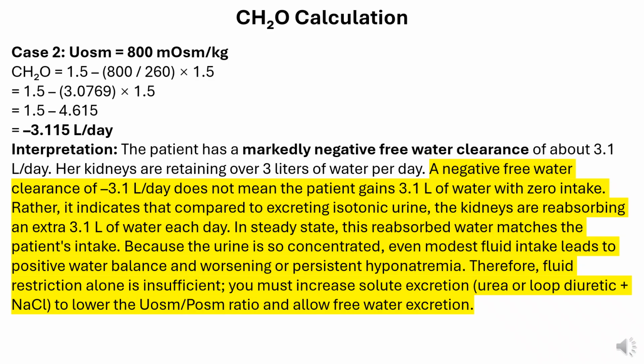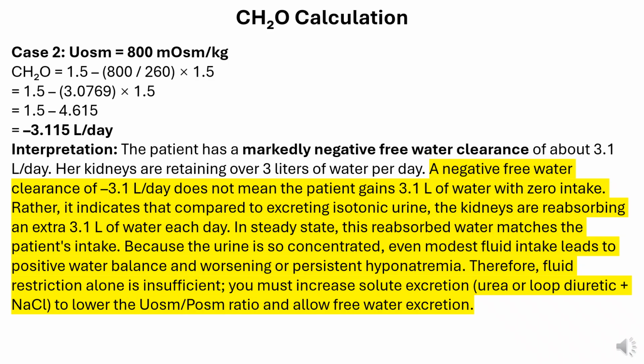Interpretation. The patient has a markedly negative free water clearance of about 3.1 L/day. Her kidneys are retaining over 3 liters of water per day. A negative free water clearance of minus 3.1 L/day does not mean the patient gains 3.1 L of water with zero intake. Rather, it indicates that compared to excreting isotonic urine, the kidneys are reabsorbing an extra 3.1 L of water each day. In steady state, this reabsorbed water matches the patient's intake.